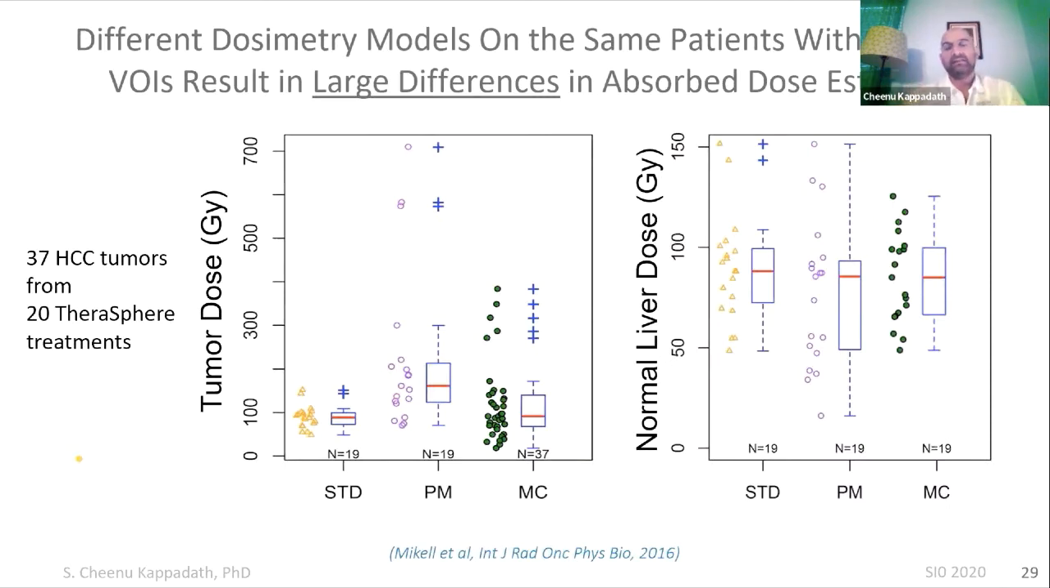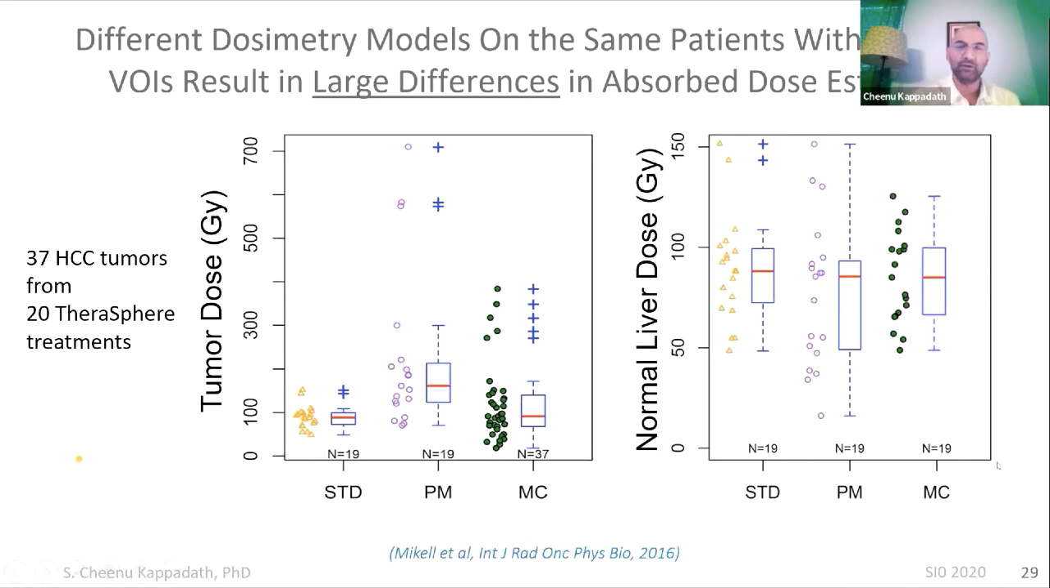And here's a study that we had done where we looked at matched VOIs for tumor and liver for about 20 patients, and we had about 40 tumors in the study. And we looked to see if I did the single compartment MIRD versus partition model versus voxel dosimetry Monte Carlo, what are the dose distributions?